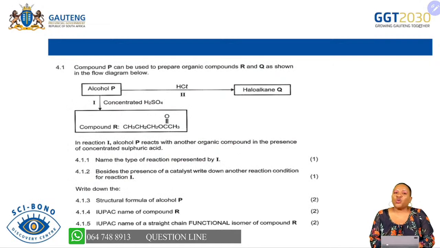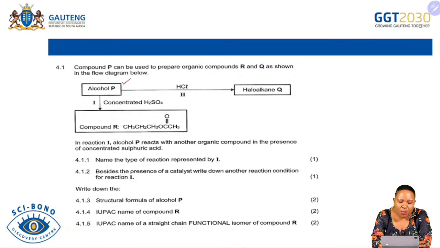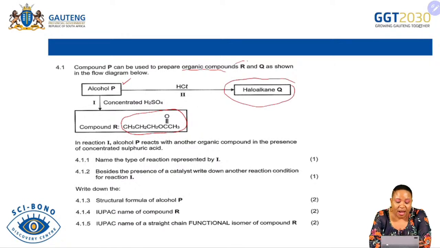Now, let's look at question number 4, where we normally look at our reactions. When you look at this, we can see that for compound P, we are given a flow diagram. Compound P can be used to prepare organic compound R, then Q, as shown in the flow diagram below. Immediately when you look at the flow diagram, there are things that you need to think about, especially when you are given some clue.